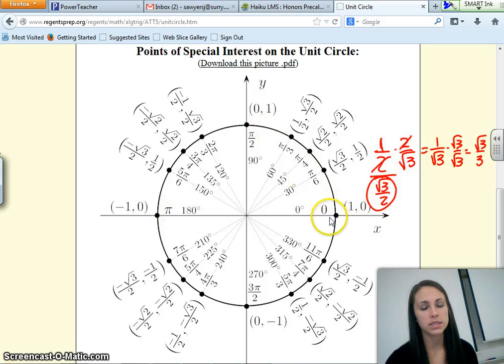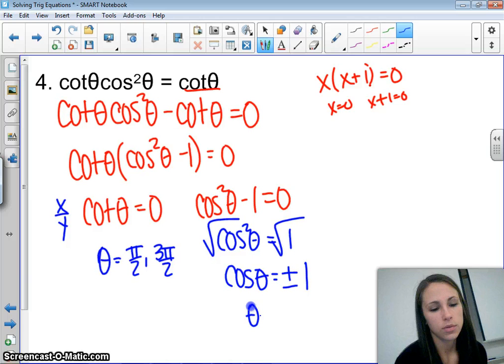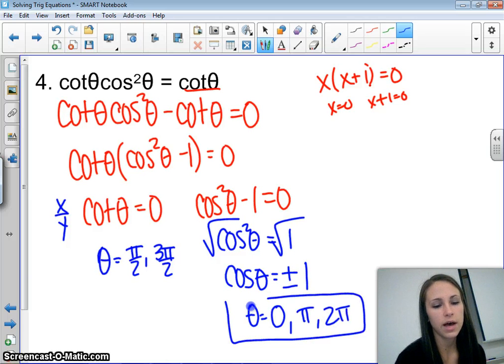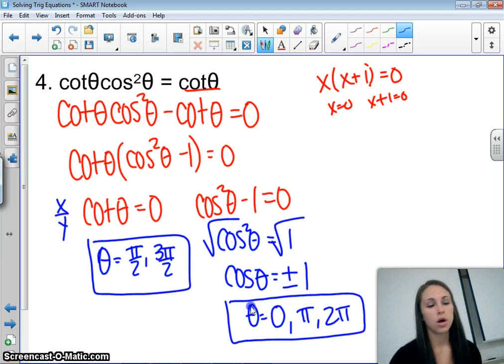That's going to happen at 0, pi, and I'm going to go ahead and include 2 pi here. So theta equals 0, pi, and 2 pi. And so all 5 of these answers are solutions to this equation, and so you would write all 5 of them.